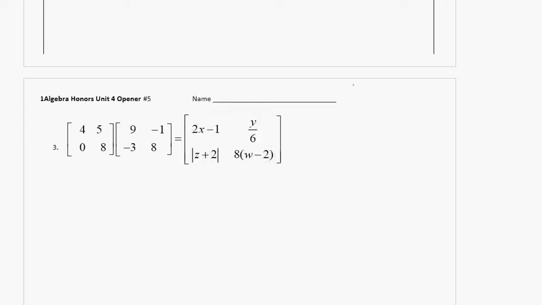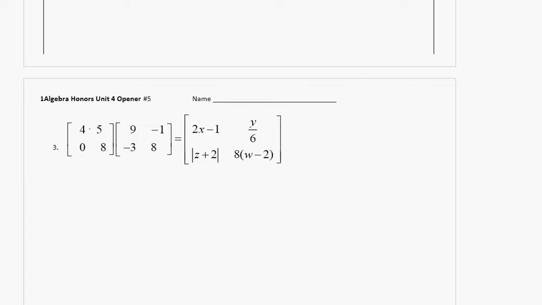Welcome to Unit 4, Opener number 5, where we'll be solving a matrix equation for some unknown variables. Before we do that, it's worth taking just a quick moment to think about what it means for two matrices to be equal. Obviously, they have to have the same dimensions. In other words, they need to have the same number of rows and the same number of columns. And each element of one matrix has to be equal to the corresponding element of the other matrix. So we'll use that fact as we go through this problem.